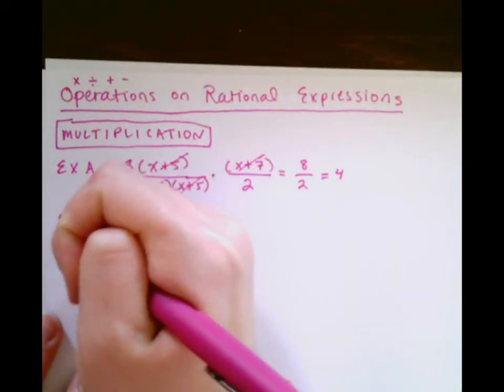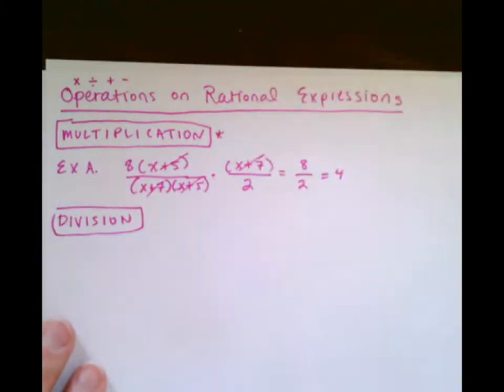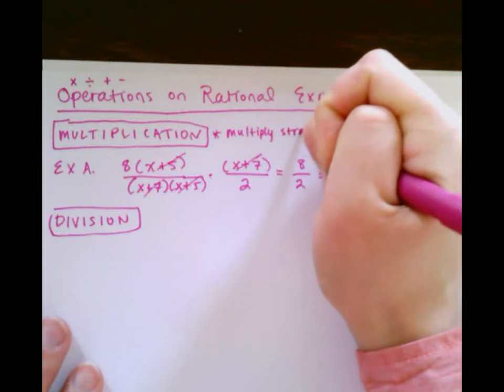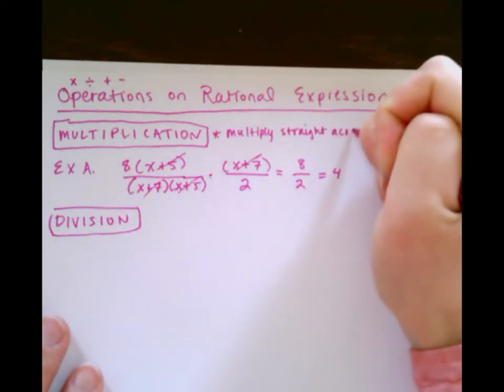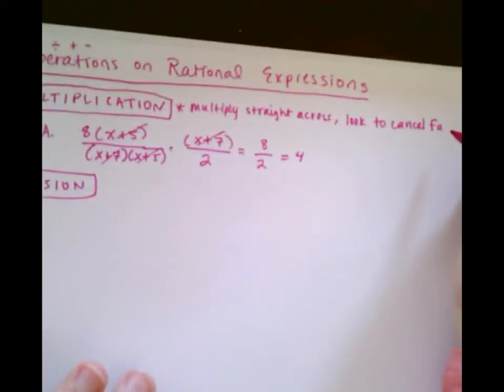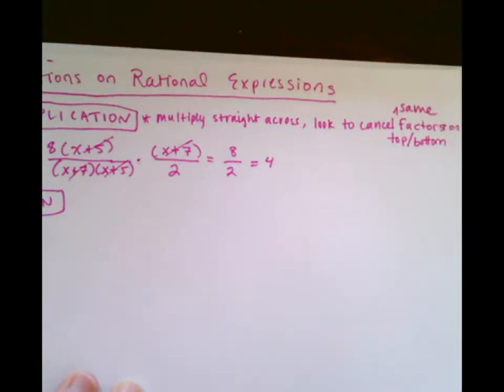So now let's do a division one. And just to give you a little cue here, we're going to multiply straight across. Look to cancel factors on the top and bottom. Mostly look to cancel the same factors on top and bottom, okay? So that'll give you a quick description to orient you to multiplication.